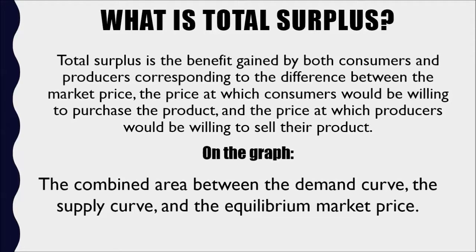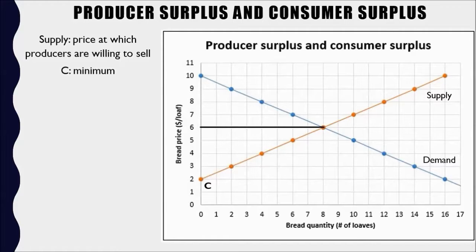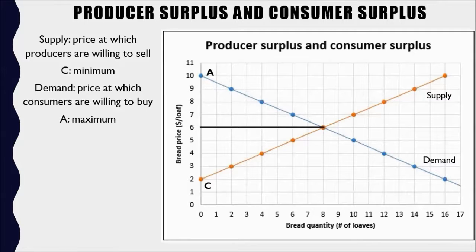You already learned that the supply curve shows the price at which producers are willing to sell their products. On this graph, the supply curve reaches its minimum in point C at $2, meaning that suppliers require more than $2 in exchange for one loaf of bread. Similarly, the demand curve shows the price at which consumers are willing to purchase one loaf of bread. On this graph, the demand curve reaches its maximum in point A at $10, meaning that consumers are only willing to purchase a loaf of bread if it is below the price of $10.